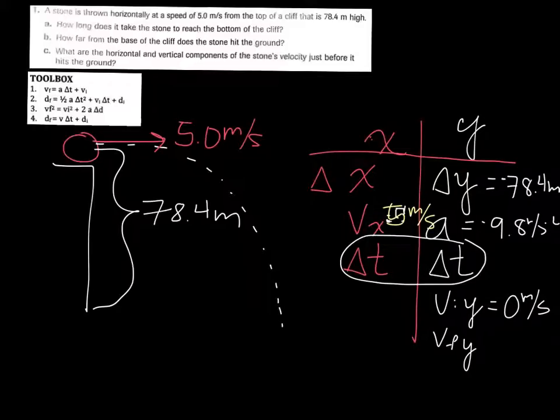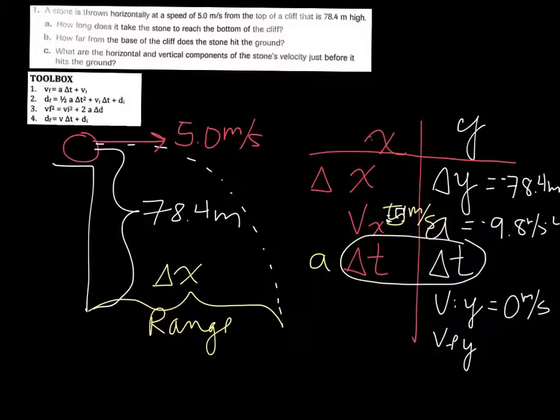Okay, the things that I really want to know from the problem: A, how long does it take to reach the bottom of the cliff? So that's going to be time. B, how far from the base of the cliff is the stone thrown? That's referring to this distance, which is often called range. Change in x, often called range.